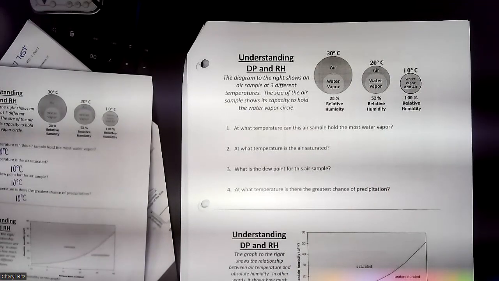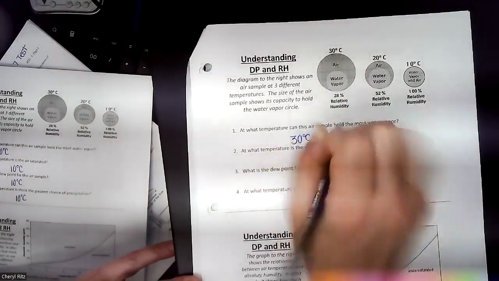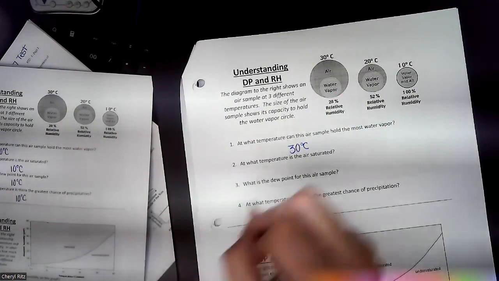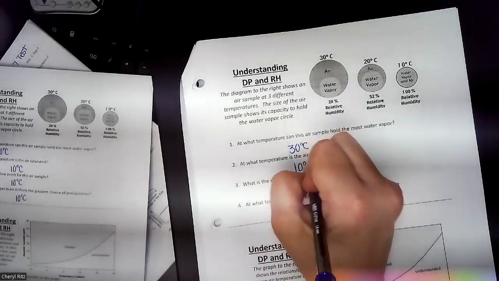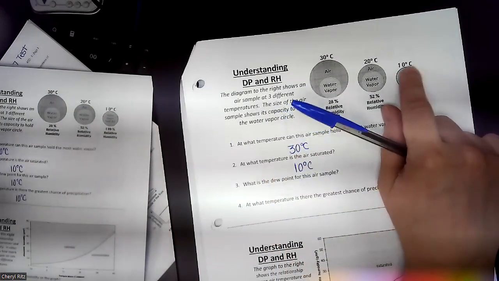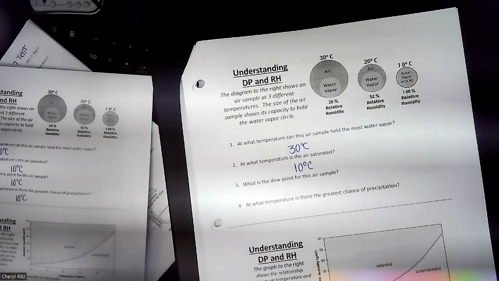So which one of these can hold the most water vapor? Yeah, there's more room for water vapor in the 30 degrees Celsius one. Which one though is the air saturated? And what does it mean to be saturated? Full of water. So this one is that big, but it's all filled up with the same amount of water.